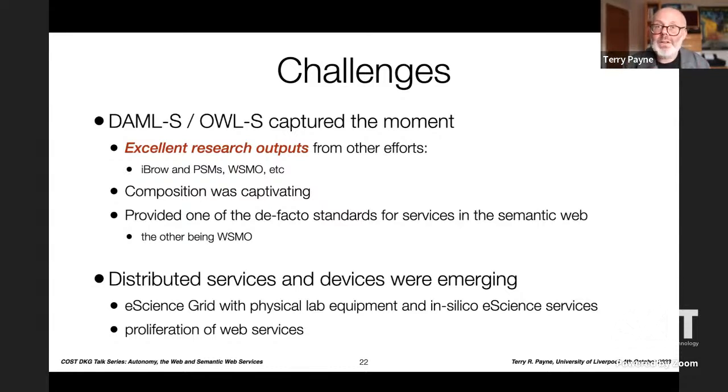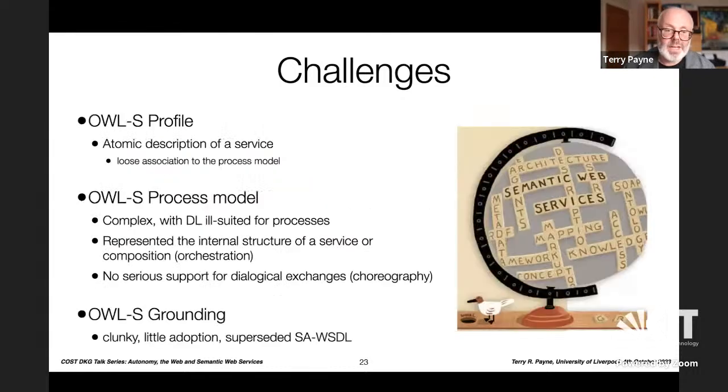So there were parts of this that really did have utility. There are many other areas that they've been used, and you still see papers talking about OWL-S. It's still in use even now. And of course, remember, there was a proliferation of web services emerging at that time, as it was becoming used more and more seriously by industry. But there were serious problems looking back at OWL-S.